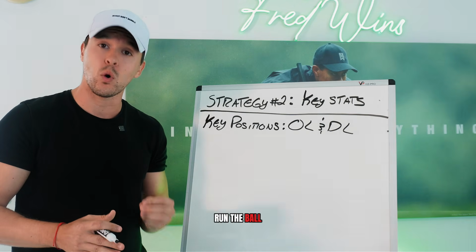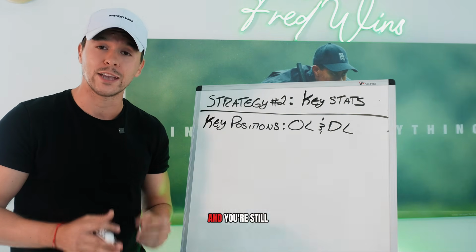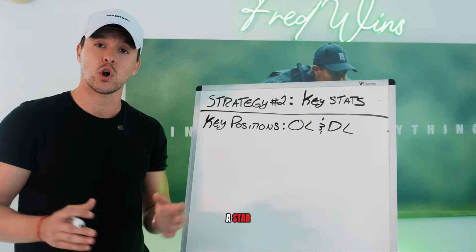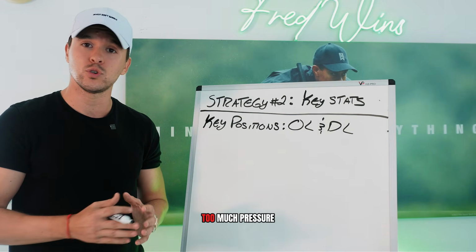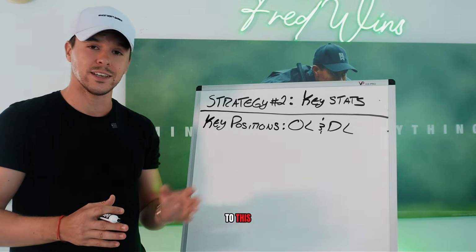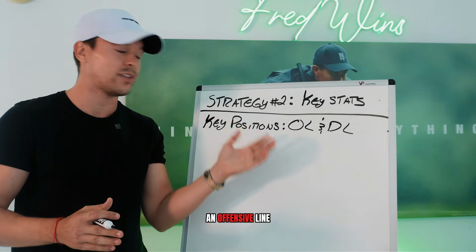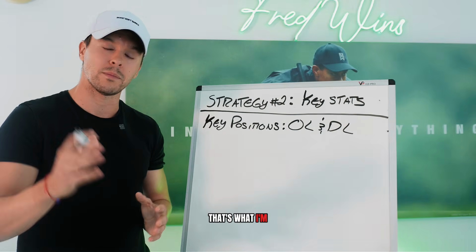If you can run the ball really well, you can have a bad quarterback and you're still going to make him look like a star, because he's always going to have a position where he's going to be open and he's not going to have too much pressure. So pay attention to this. And how do we know if an offensive line or a defensive line is good? That's what I'm about to cover next.